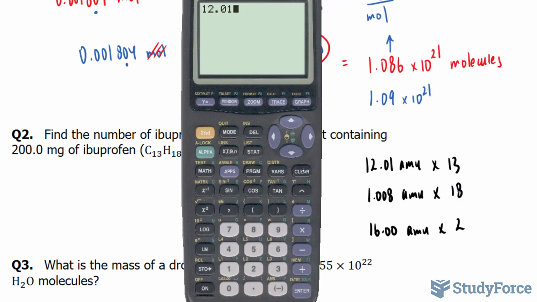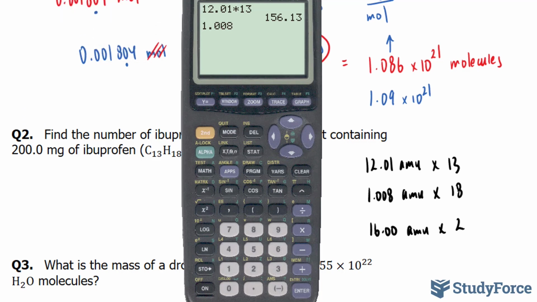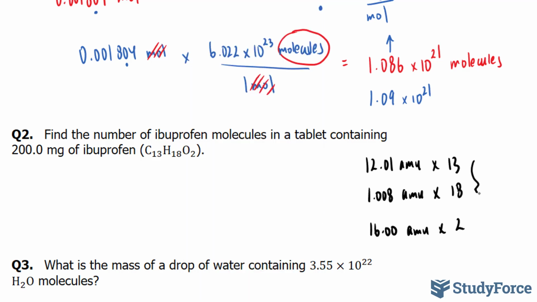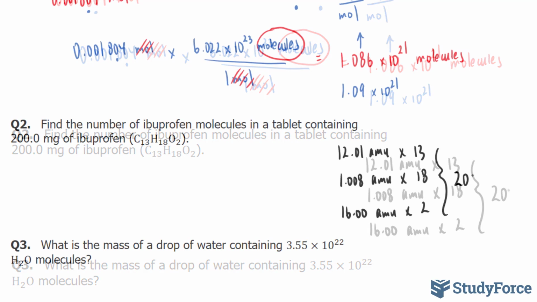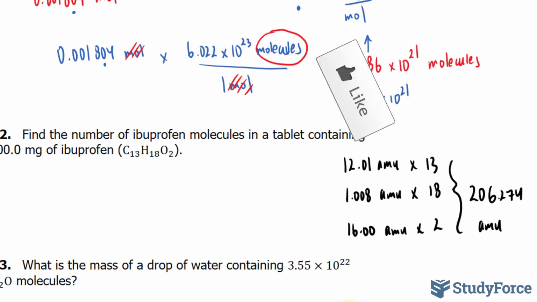12.01 times 13, that's 156.13. 1.008 times 18, and finally 16.00 times 2. 32 plus 18.144 plus 156.13. We end up with 206.274. So all of these added up give us 206.274 AMU.